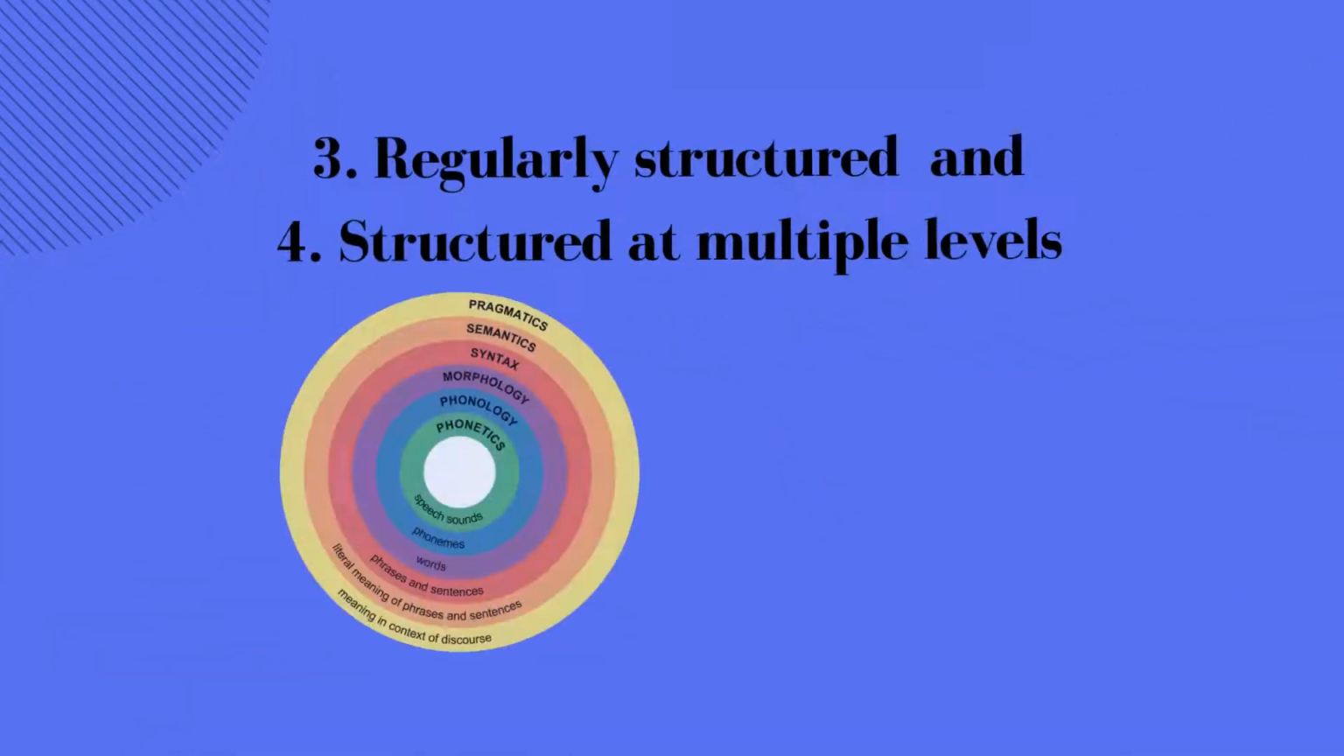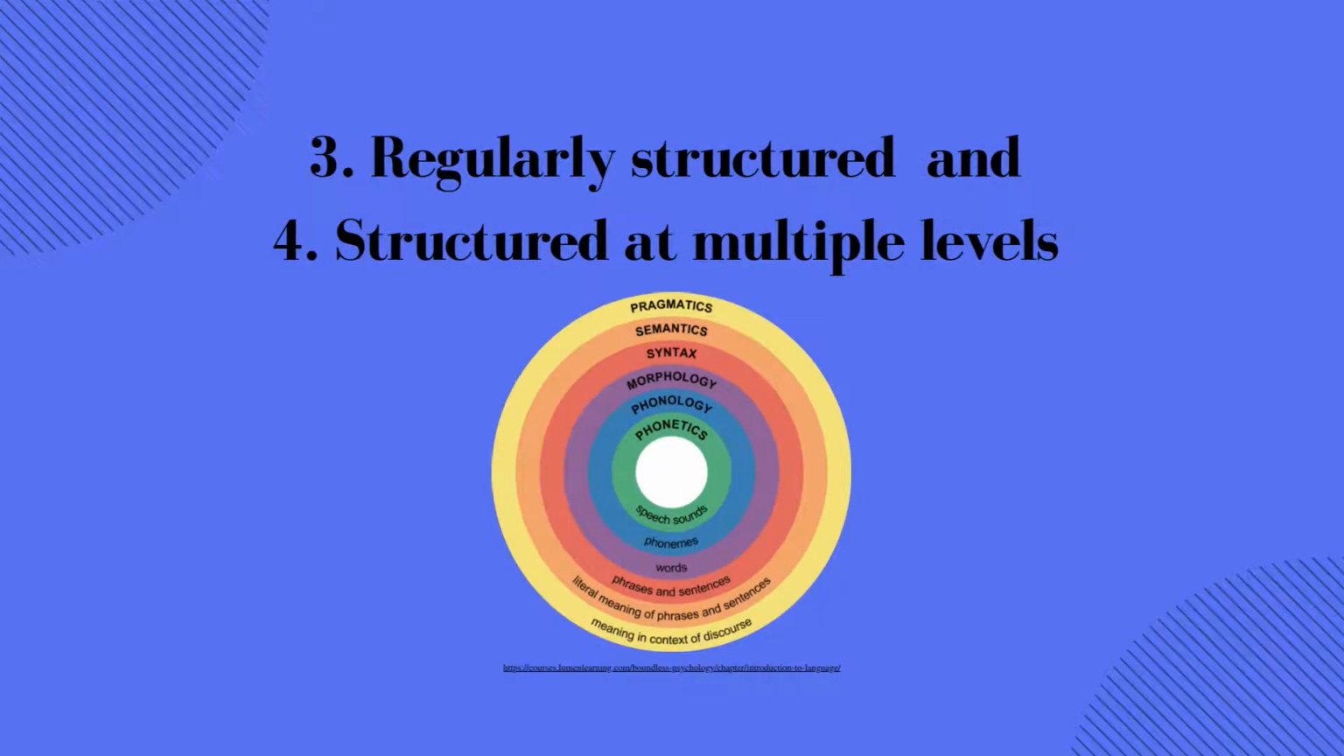3. Regularly structured. Language has structure. Only specific designed combinations of symbols have meanings, and various patterns produce different meanings. In saying that, we come to the fourth language property, structured at multiple levels. As you can see from this diagram, these may be phonetics, for example, sounds, phonology, aka phonemes, morphology, which means words, syntax represents phrases and sentences, semantics, the meanings of those phrases and sentences, and lastly, the context of the conversation, aka tone of speech.